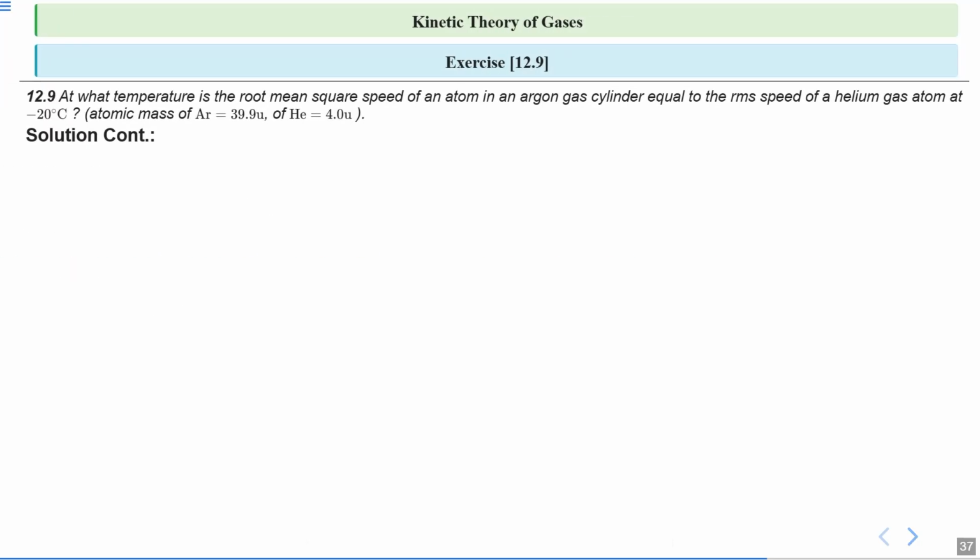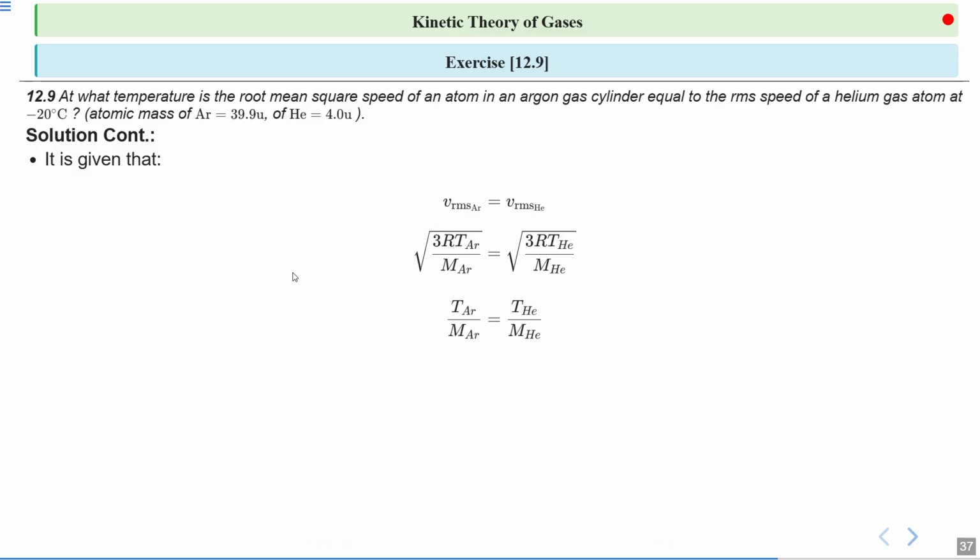It is given that VRMS argon is equal to VRMS helium. So now let's look at the formula of root mean square speed in detail. It will be under root 3RT argon upon M argon equal to under root 3RT helium upon M helium. So the square root cancels out. Similarly, R and 3 cancel out, and the remaining term is T argon upon M argon equal to T helium upon M helium.